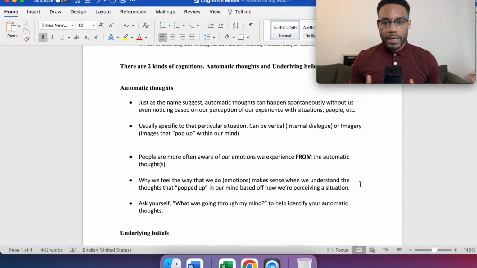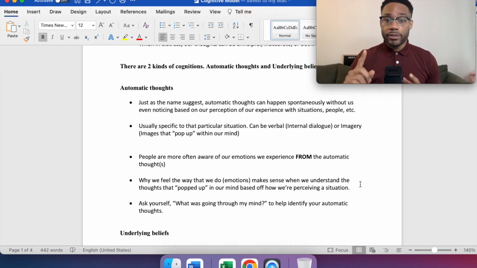So as we go through life and we're perceiving situations however we perceive them, we don't necessarily always notice the automatic thoughts or the images that pop up into our mind. But we usually can identify that feeling, whatever that mixture of emotions is that we're feeling as a result of whatever the situation is, how we're perceiving it. At times, that's what we tend to notice more than the automatic thoughts that just kind of pop up in our minds.